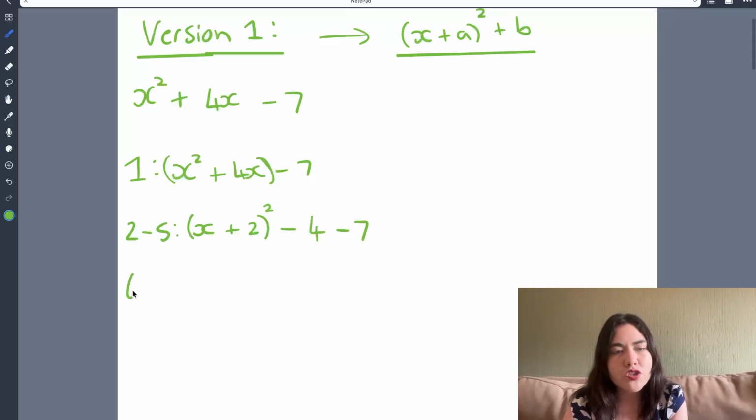So now we can just do step 6, which is quite simply to simplify. So we have (x + 2) squared minus 4 minus 7, which is minus 11. So there is your completed square.